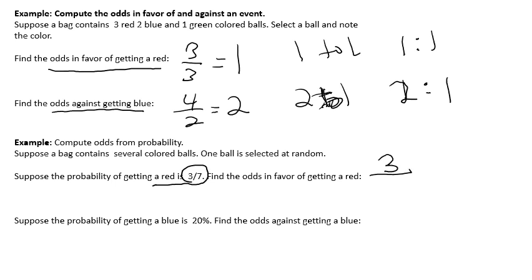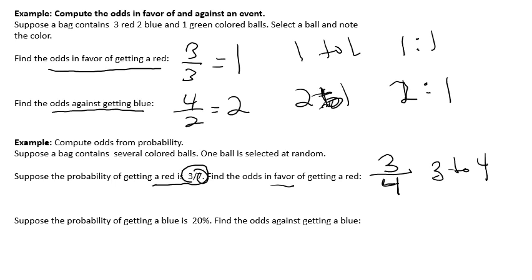The denominator is how many ways you can't get red. Well, there are 7 total possible outcomes. So we have 3 which are red, so there must be 4 which are not red. So 3 over 4, or 3 to 4.